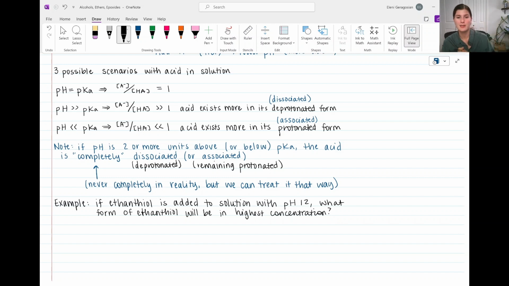Now we need some information here. We need the pKa of ethane thiol. Ethane thiol, by the way, is almost like ethanol, but with a sulfur instead of an oxygen. So thiols are similar to alcohols, but we've replaced the oxygen with a sulfur. So the pKa of ethane thiol is 10.6. So that hydrogen has a pKa of 10.6.